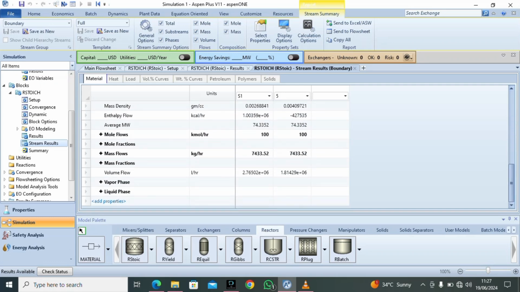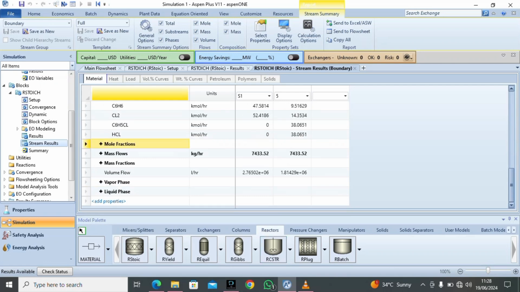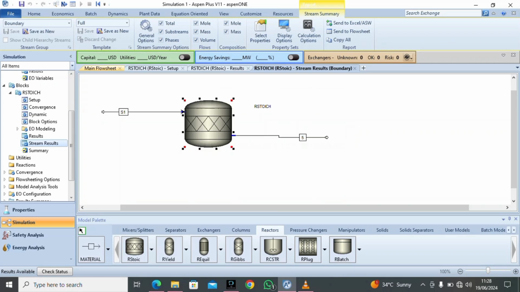Mole flows. We know we required 80% fractional conversion of benzene: the number of moles of benzene in minus the number of moles of benzene out, divided by the number of moles of benzene in. So our task is complete. Today we did work on simulation of a stoichiometric reactor by using Aspen Plus.